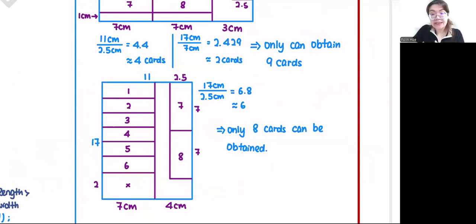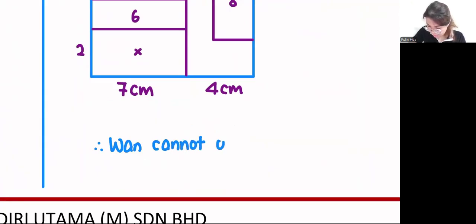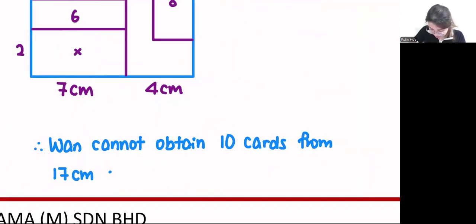So first method, I can obtain 9 cuts. Second method, I can obtain 8 cuts. Can one obtain 10 cuts? No. So your final answer? One cannot obtain 10 cuts from 17 cm multiplied by 11 cm cardboard.